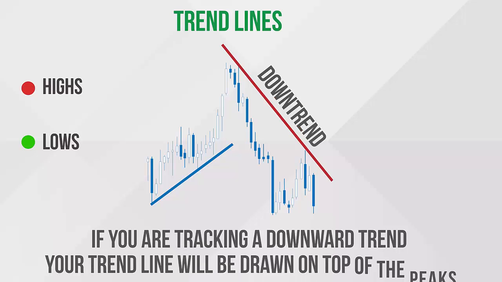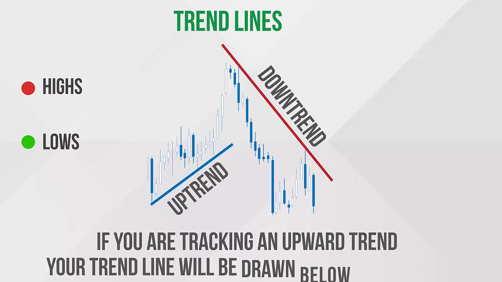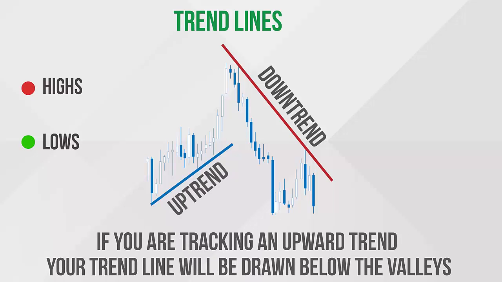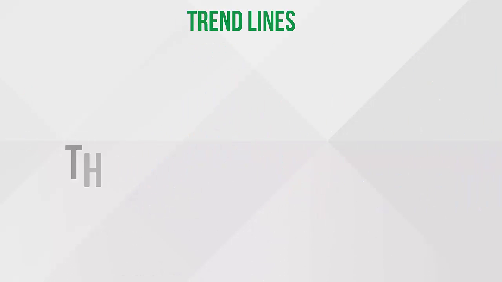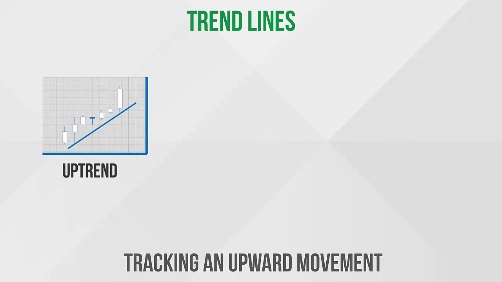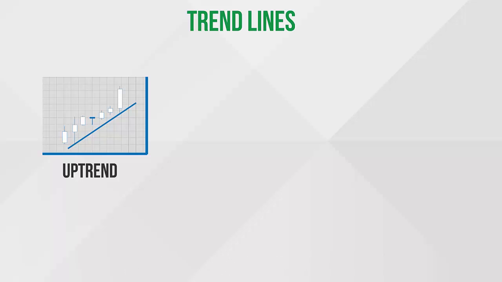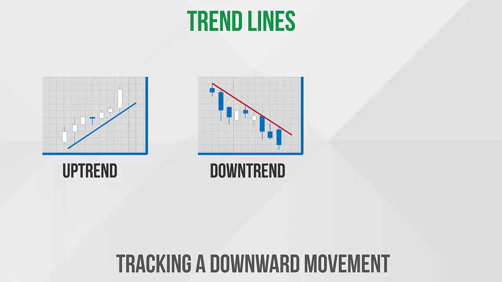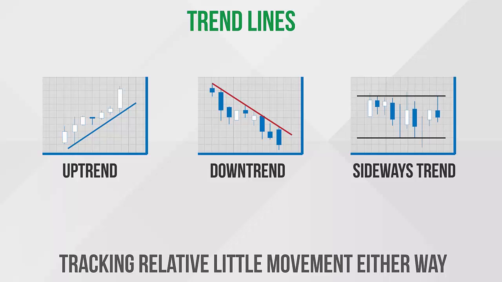If you are tracking a downward trend, your trend line will be drawn on top of the peaks, and if you are tracking an upward trend, your trend line will be drawn below the valleys. There are three kinds of trends that you will need to analyze as a Forex trader. Uptrends, tracking an upward movement. Downtrends, tracking a downward movement. And sideways trends, tracking relatively little movement either way.